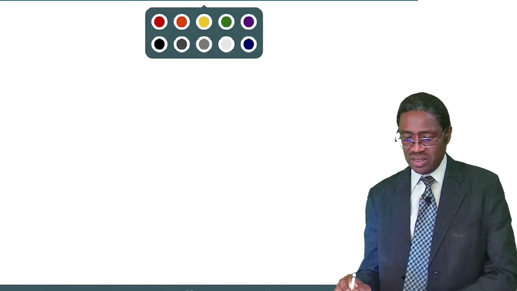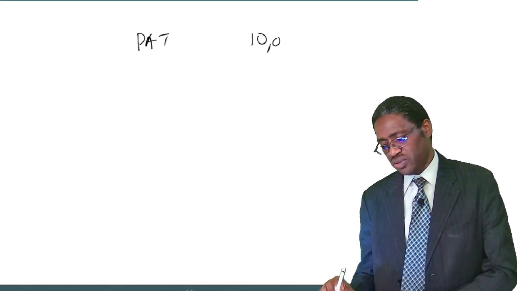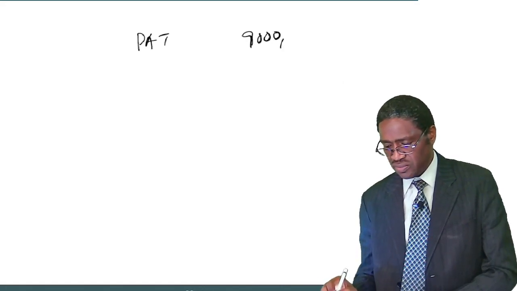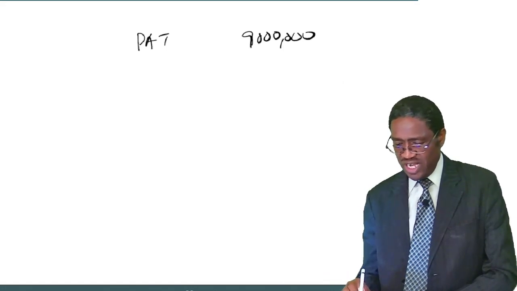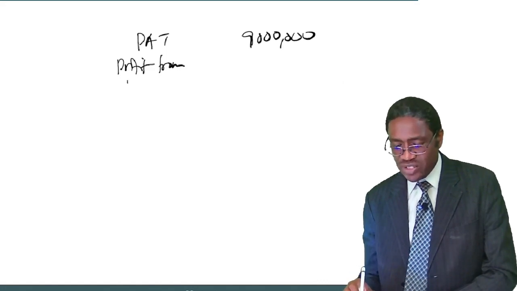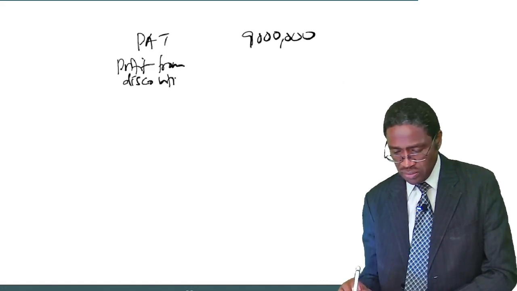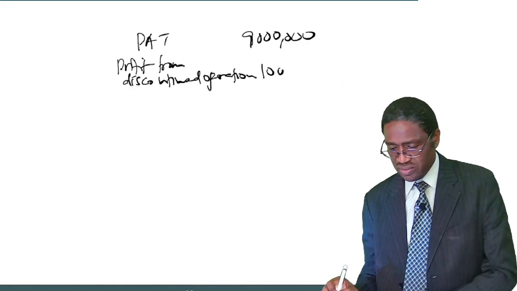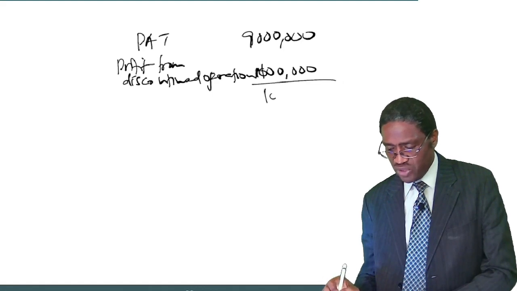your company had the following income statement. Profit after tax, 9 million. Then you have profit from what we call discontinued operation, 1 million. That gave you 10 million.